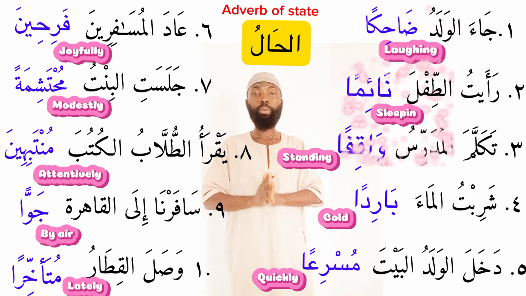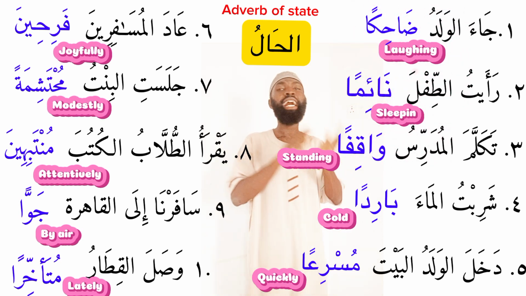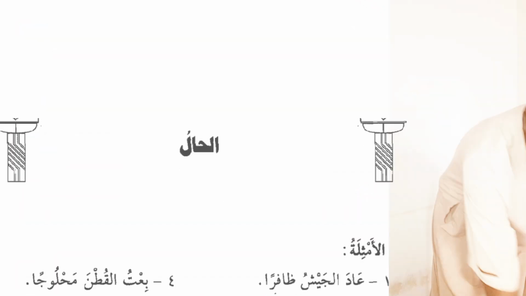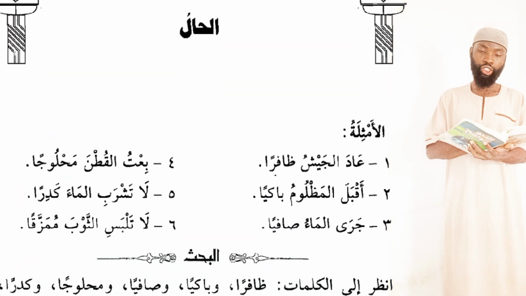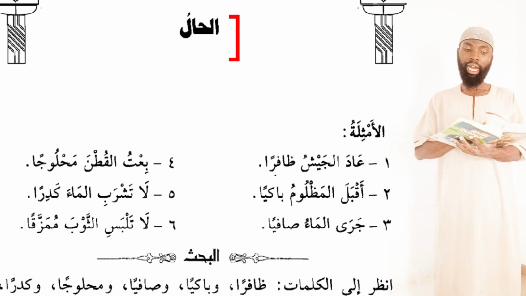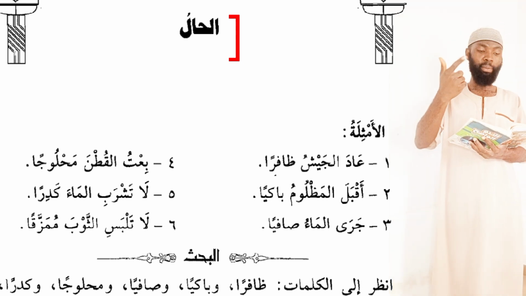Now let's go back to our book An-Nahwu al-Wadih. This topic is very short. We have just few examples from there and we have detailed explanation to back it up. So let's go. Now this is our book An-Nahwu al-Wadih, the book we have always used to learn the Arabic language. Here we have al-hal, which is the conditional, or which is the adverb of condition.